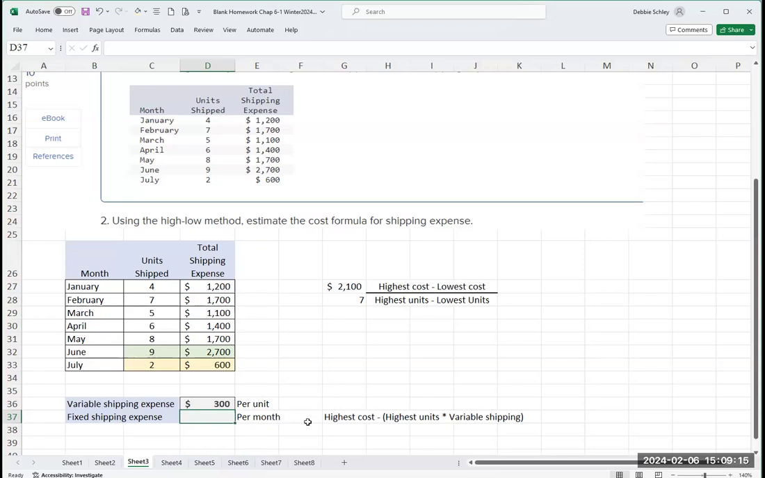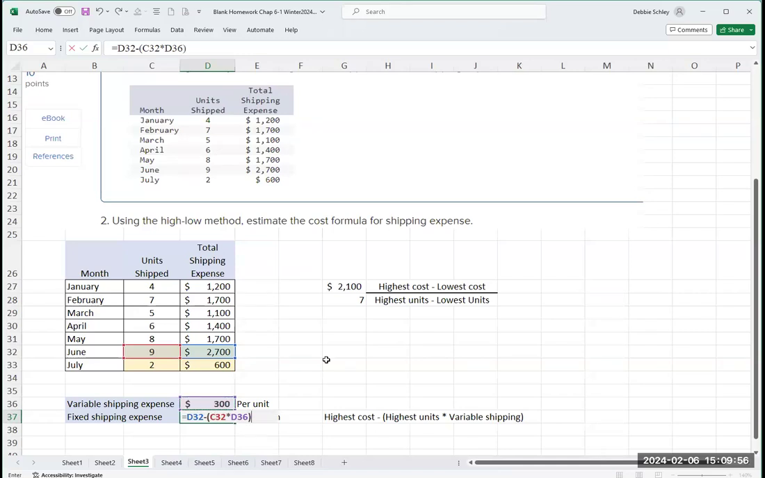Now remember with the fixed, it's going to be the highest cost minus the highest units times the variable shipping. So I'm going to take equals my highest cost minus, open parentheses, my highest units times the variable. So I have my fixed portion. Whoops, that was not what I wanted. My fixed portion is going to be the difference between the total cost minus the variable. Then what's left over is the fixed, right?